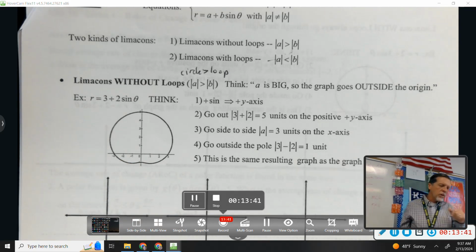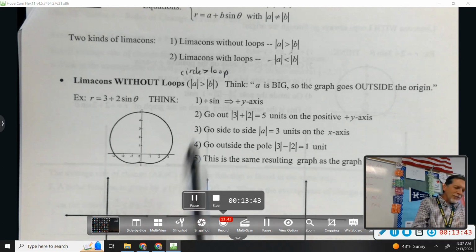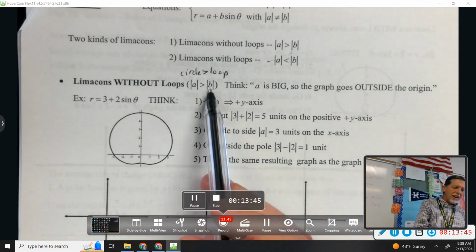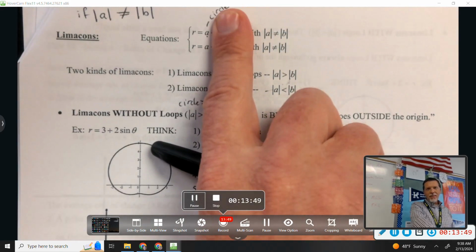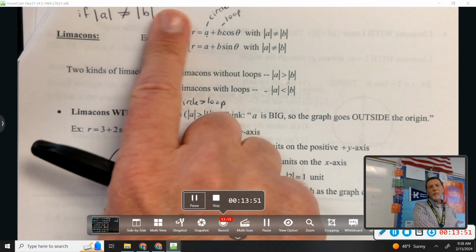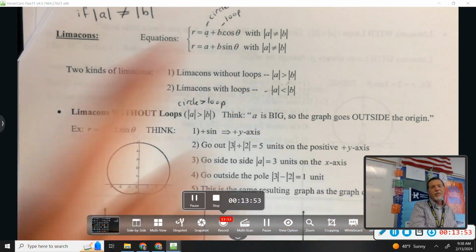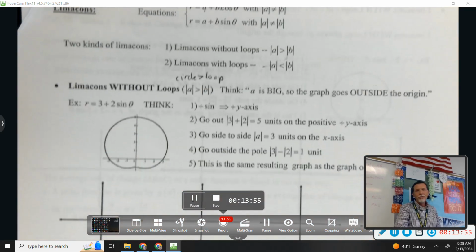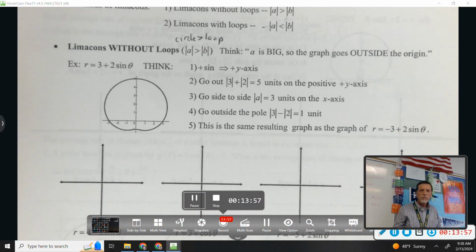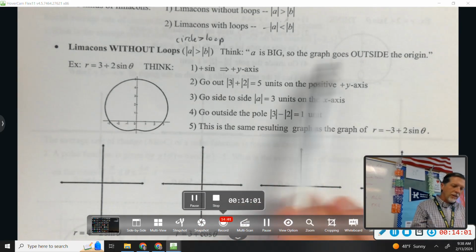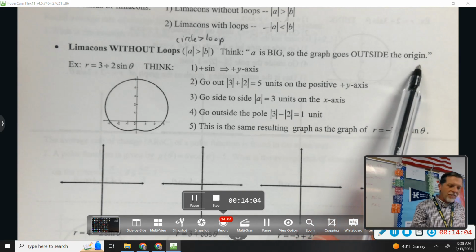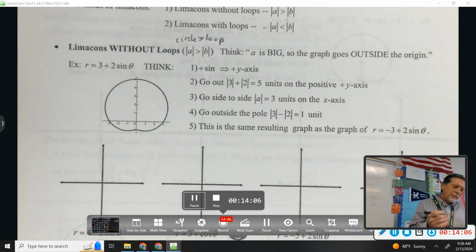So I don't really remember the A versus B stuff. I remember r equals a as a circle, so that's the thing that makes it circle-y. B cosine theta makes it loopy, and so I just go with which one's bigger. That controls whether there's a loop or not. Ms. Murray is trying to say a different way here. If A is big, the graph goes outside the origin, that's fine. I just think circles and loops, which one's bigger.